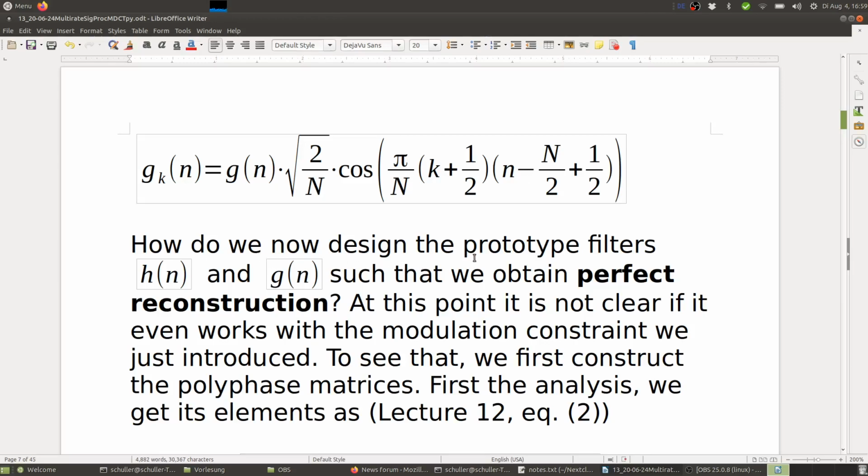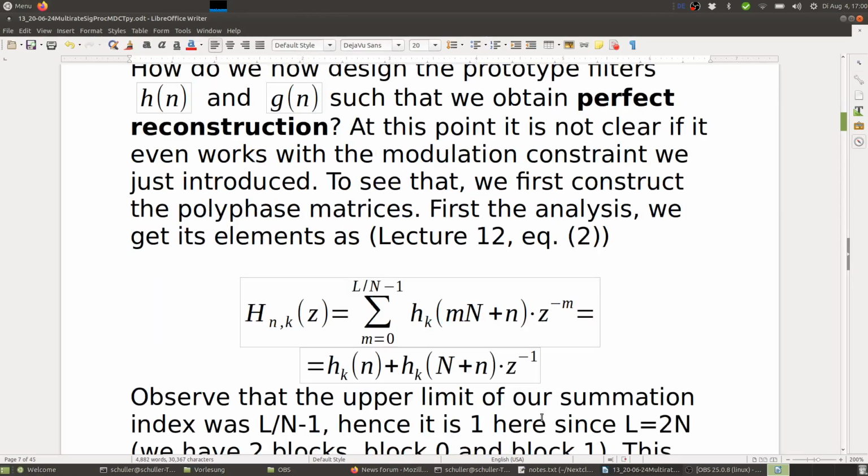So how do we now design the prototype filters h of n and g of n such that we obtain perfect reconstruction? At this point, it is not clear if it even works with the modulation constraint we just introduced, right? It's just a definition, that's all. So now we have to test it, we have to check it. To see that, we first construct the polyphase matrices. First, the analysis, we get its elements as in last lecture 12, equation 2. So here we have our polyphase matrix with those elements.